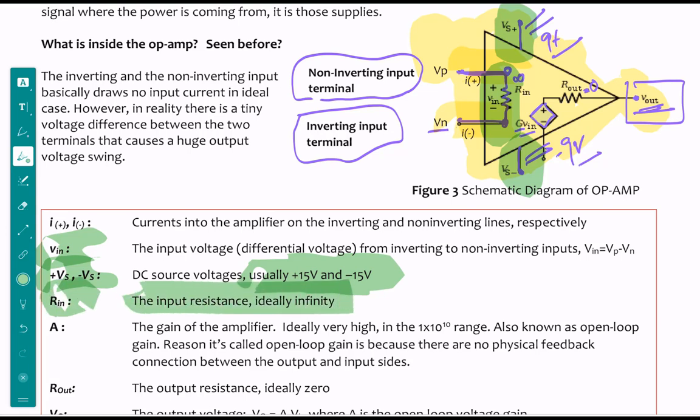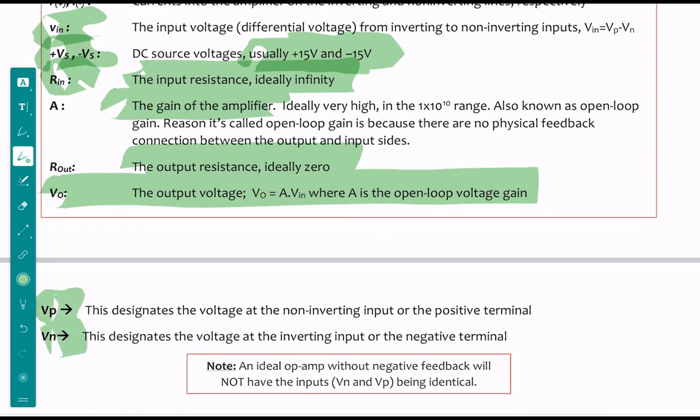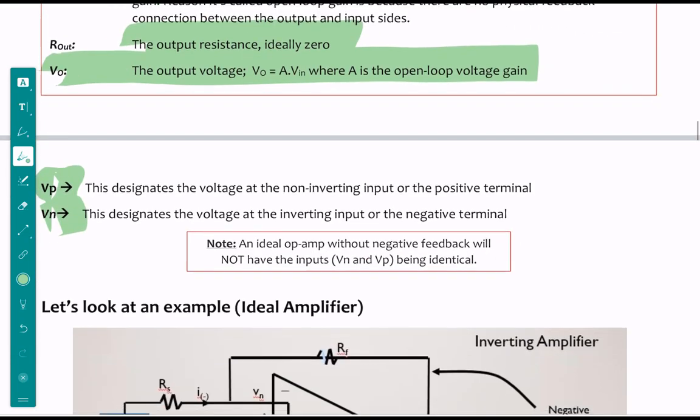Input resistance is going to be ideally infinity, usually very high. That's the gain of the amplifier. R out is the output resistance. V naught is the output voltage. VP and VN, I already explained what those are: VP being the non-inverting terminal and VN being the inverting terminal. I'll also explain what the non-inverting and inverting input terminals mean. In today's lecture, we're going to focus on the inverting amplifier, so you'll get to know what the inverting input terminal is and also the output inverting terminal.